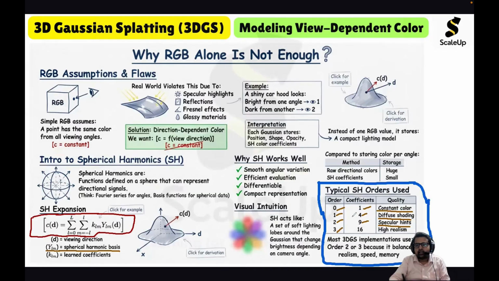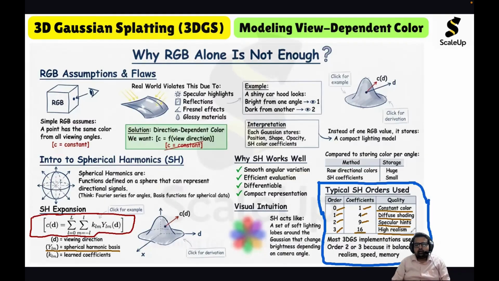And if the degree is 3, coefficients will be 16. So very high photorealistic experiences we will get. That is how the degree is deciding the quality of the color. If we go for higher degrees, it will be more precise, more photorealistic. Most 3D Gaussian implementations use order 2 or 3 because it balances realism, speed and memory.